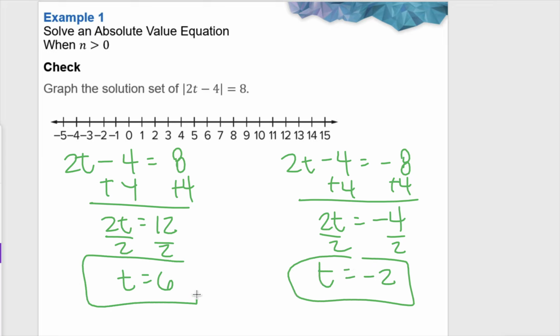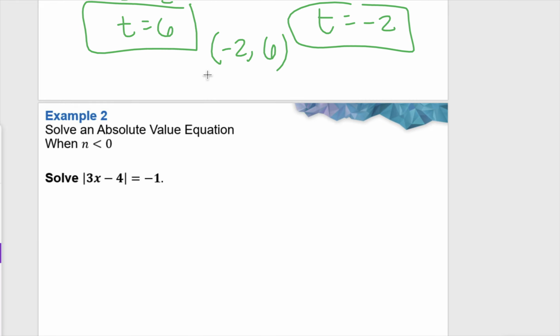So here are my two solutions. Again, you can write your solution set as negative 2, comma 6. To graph this, you just plot one dot at negative 2 and the other dot at positive 6. Plugging those in to check, 2 times negative 2 is negative 4, and negative 4 minus 4 is negative 8, but the absolute value of negative 8 is still 8. And then if I plug in a 6 here, 2 times 6 is 12, 12 minus 4 is 8, and the absolute value of 8 is still 8. So I know those check out.